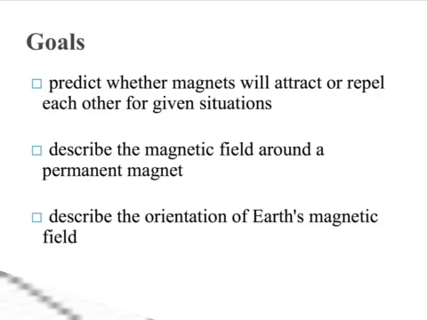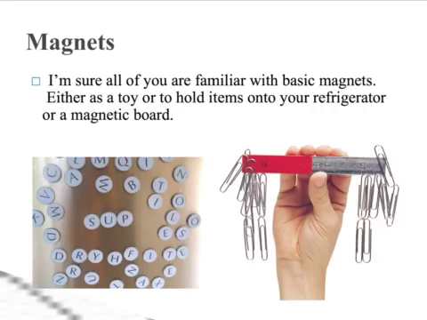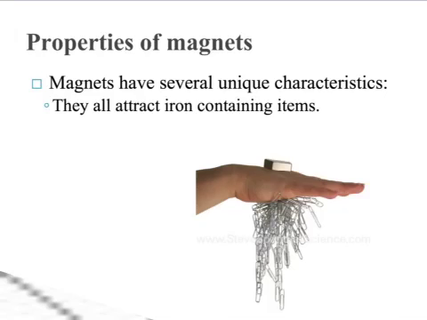Earth's magnetic field. I'm really sure most of you are familiar with basic magnets, either as a toy you played with, or to hold items onto your refrigerator or magnetic board. So we're going to look at several unique characteristics of magnets. For one, they attract all iron-containing items. This one here is strong enough that even through this person's hand, it can attract these paper clips because paper clips have iron in them.